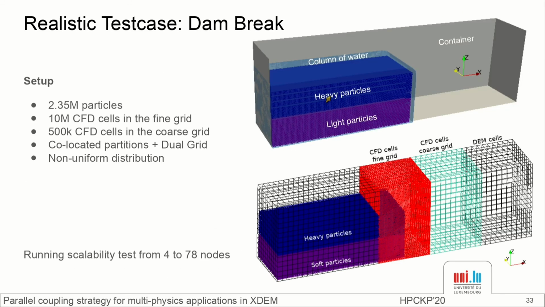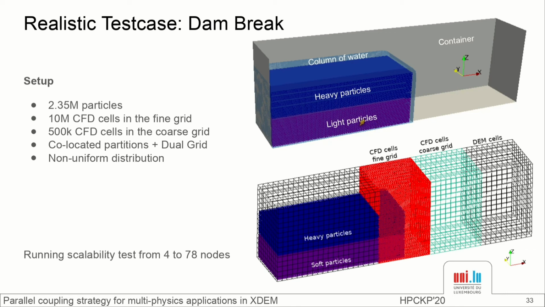Now let's have a look at a more realistic test case, and here we're going to take a dam break again, but a bit bigger. In this setup we have a column of water, and we will have two layers of particles: a layer of heavy particles, which are at the top of the column of water, and a layer of light particles that will be at the bottom.